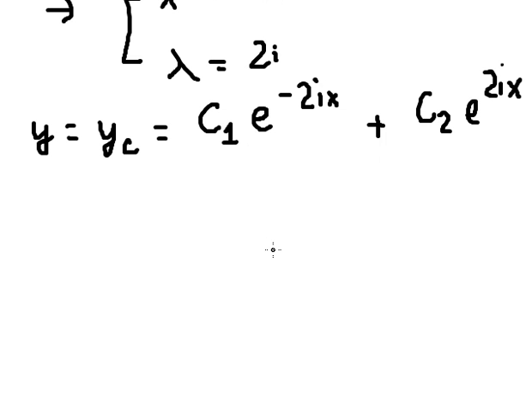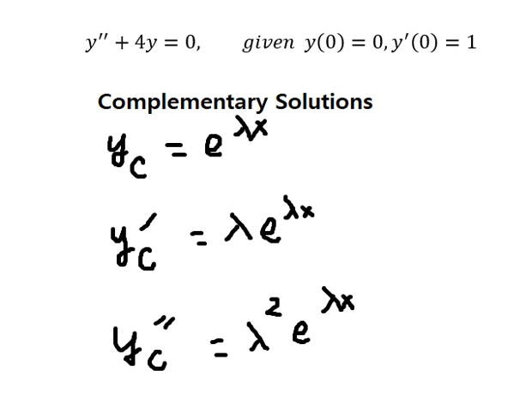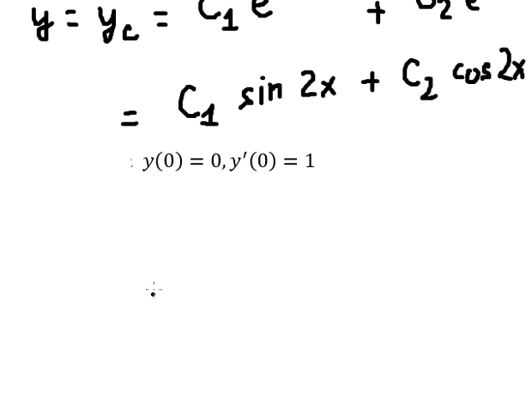So in this situation we can write it like this: c1 sine 2s plus c2 cosine 2s. Now we have the conditions in here. When s equals 0, y equals 0. So we put 0 here, 0 here, and y equals 0 here, and now we have it like this.